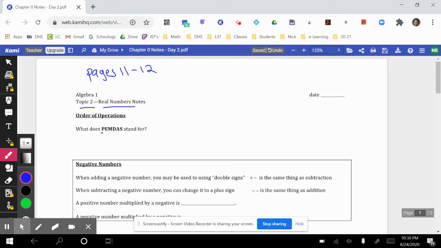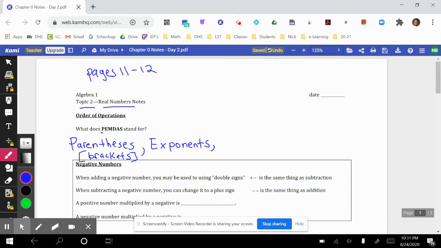First we have P for parentheses. We have to take care of any operations within our parentheses first when we're simplifying problems. Parentheses also includes brackets. If we see brackets, those are also another form of parentheses. After parentheses comes E for exponents. That's the next item that we need to simplify in our problem.